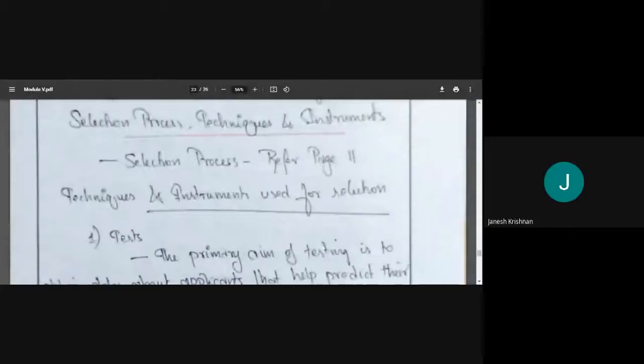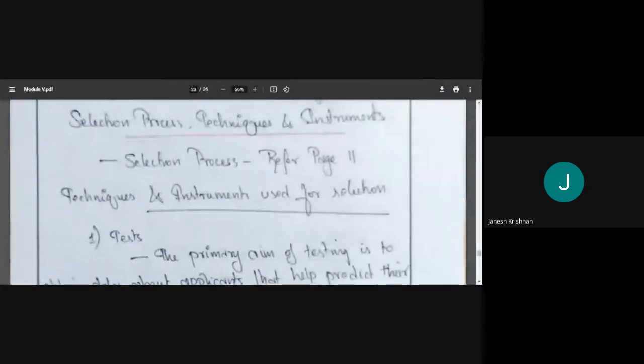Discussing choosing the right person for the right job, right? So how do we select the right job? We do job analysis, we do job design. By doing those things, we formulate the right job, and we need to find the right person also. And for that, we need recruitment and selection.